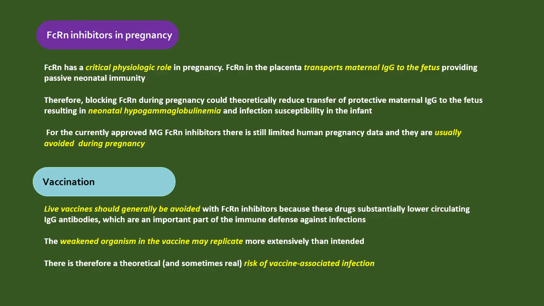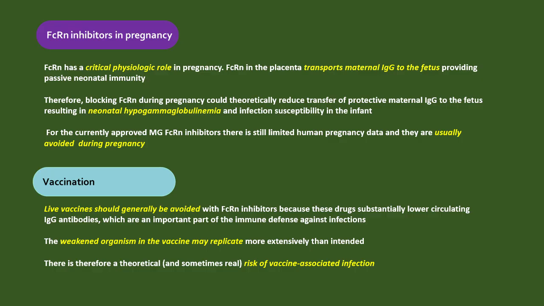FcRn inhibitors in pregnancy. FcRn has a critical physiologic role in pregnancy. FcRn in the placenta transports maternal IgG to the fetus, providing passive immunity. Therefore, blocking FcRn during pregnancy could theoretically reduce transfer of protective maternal IgG to the fetus, resulting in neonatal hypogammaglobulinemia and infections. For the currently approved FcRn inhibitors, there is still limited pregnancy data, and they are usually avoided during pregnancy.